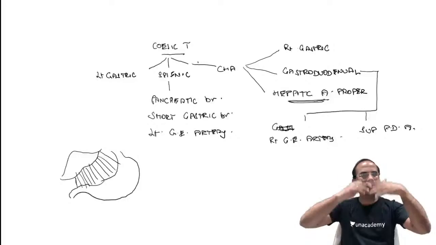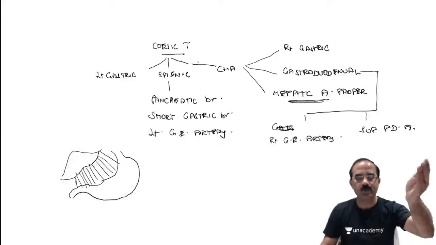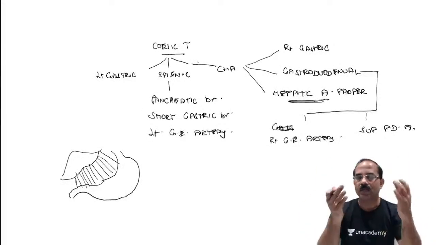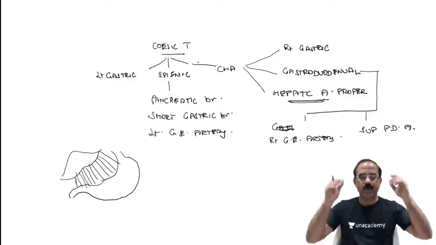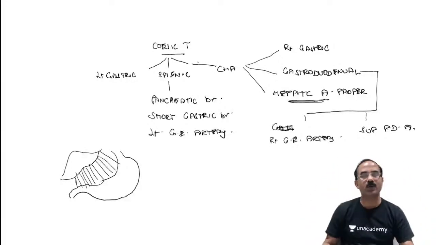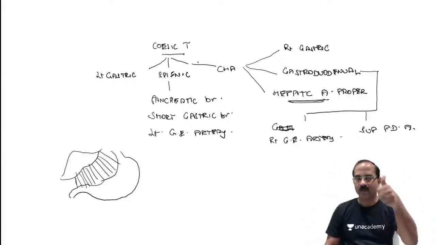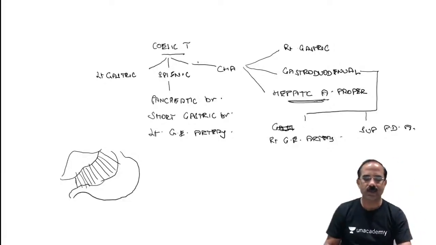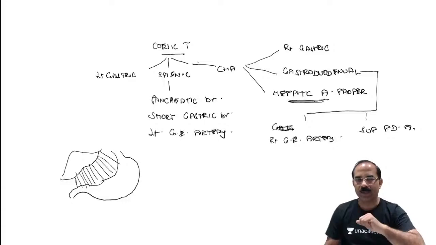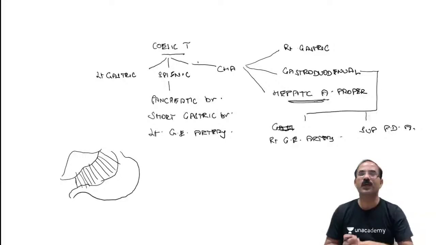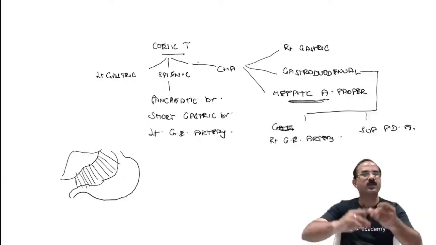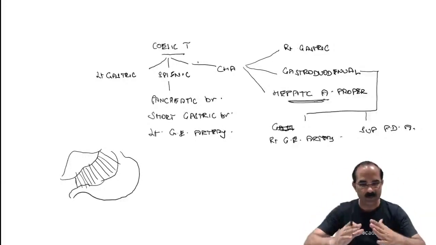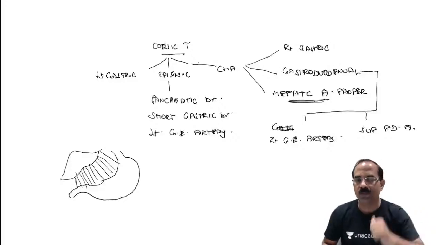Any structure, if it has to go to the liver or come from the liver, it has to go through the lesser omentum. So now you tell me, students, there are three structures which are lying within the lesser omentum. What are those three structures? One is the hepatic artery which is going towards the liver. Second is a vein, portal vein, and the third one is the bile duct. Hepatic artery, portal vein, and bile duct. These are the three structures which are present within the lesser omentum.